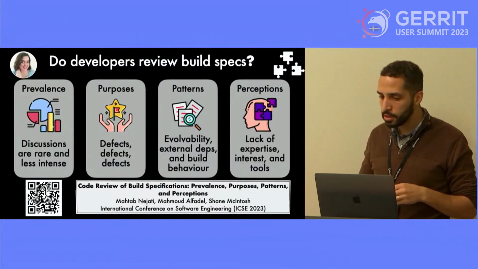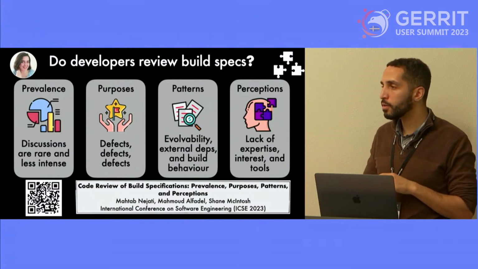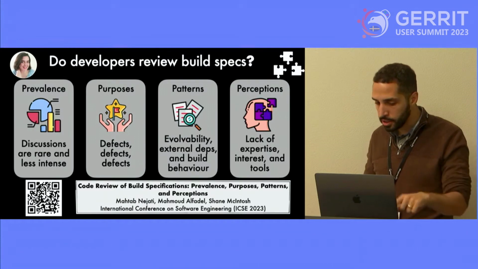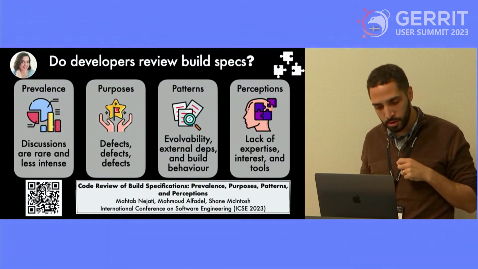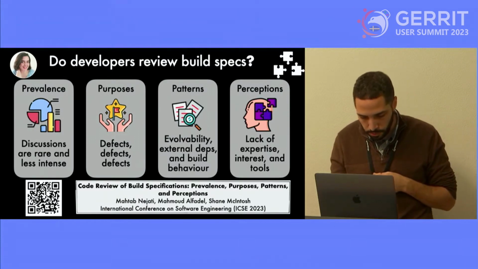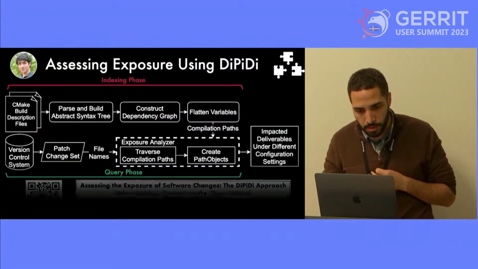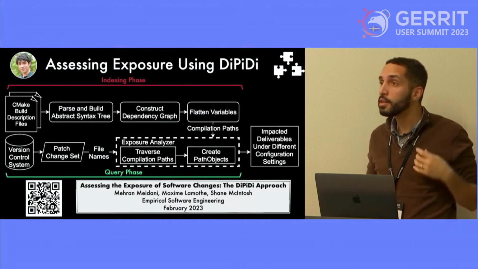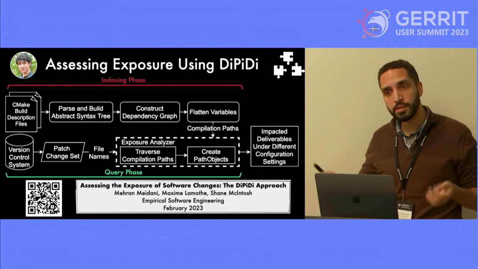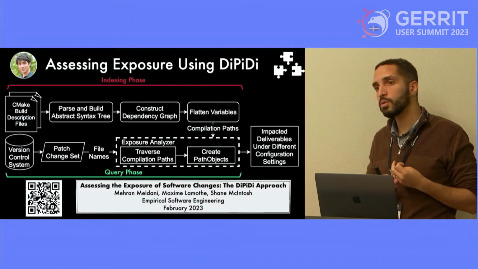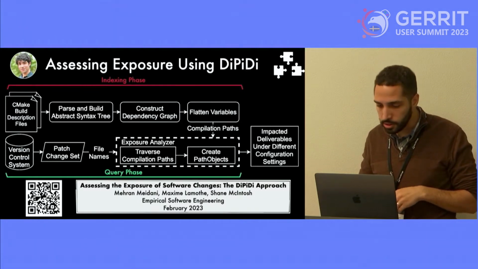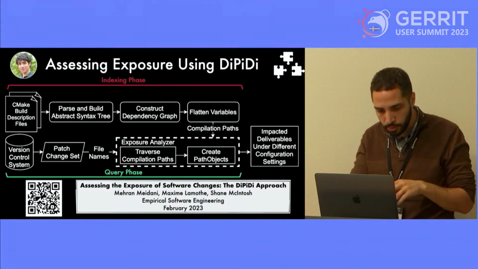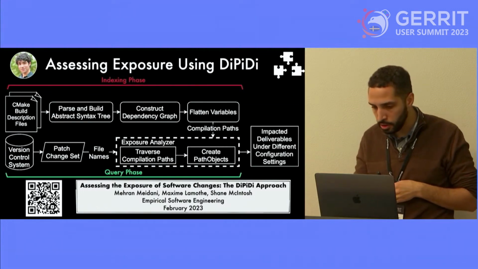I gave you a little bit of an overview of a recent paper we did on code review of build specs. You can access the paper at that QR code in the bottom left if you're interested. I also talked about DiPiD, which is a return visit after we did the study, and found that it is quite good. You can read all about the report of its performance and the study at that QR code.